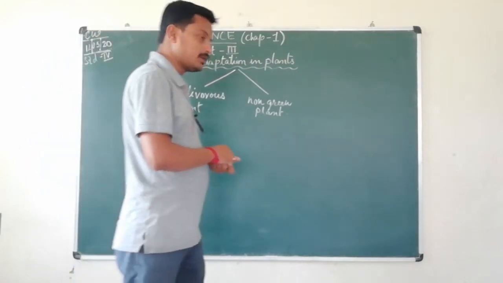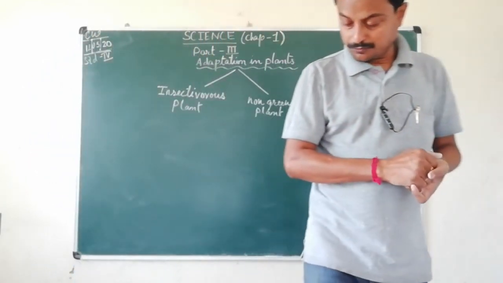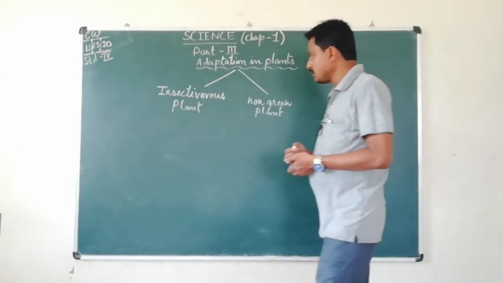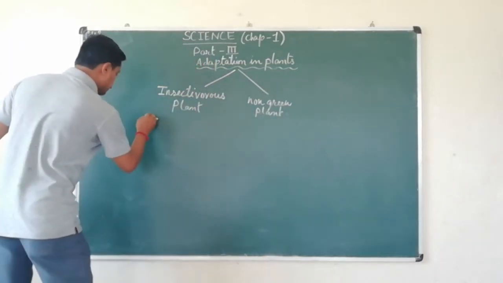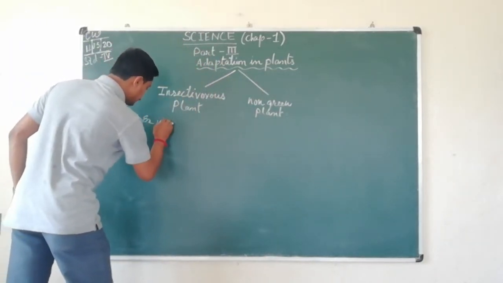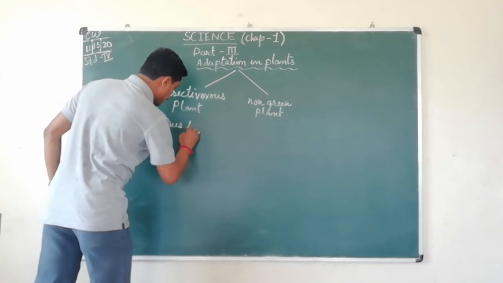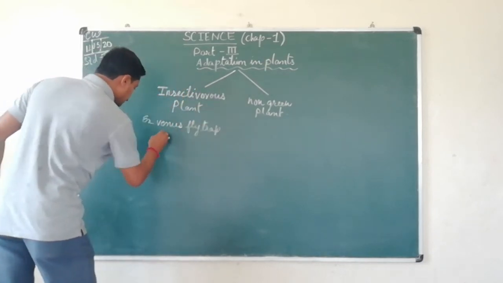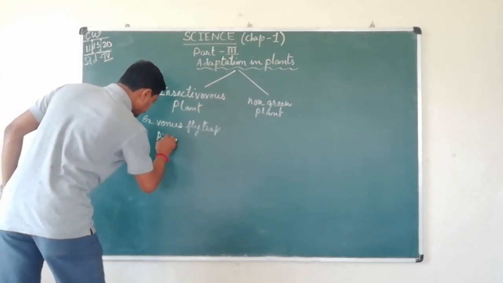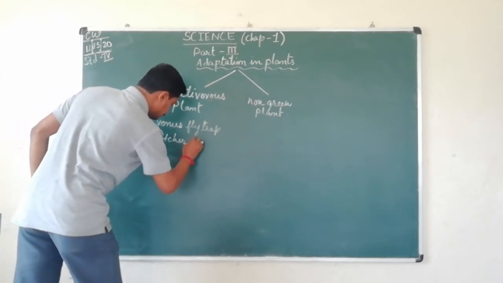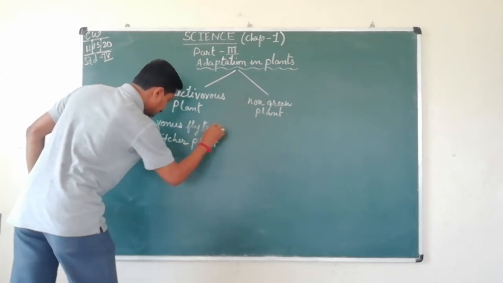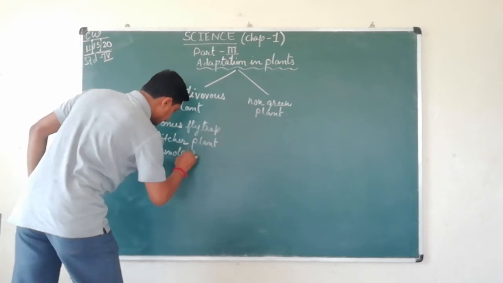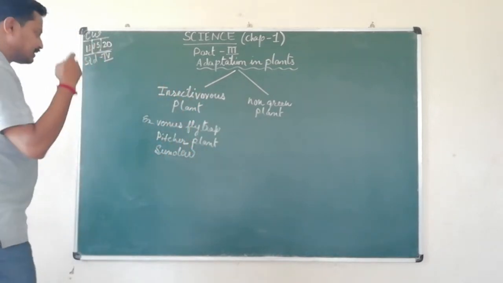You will find examples of this kind of insectivorous plant in your book itself. I will also give you examples on the blackboard. Examples are Venus flytrap, pitcher plant, sundew, and many more.